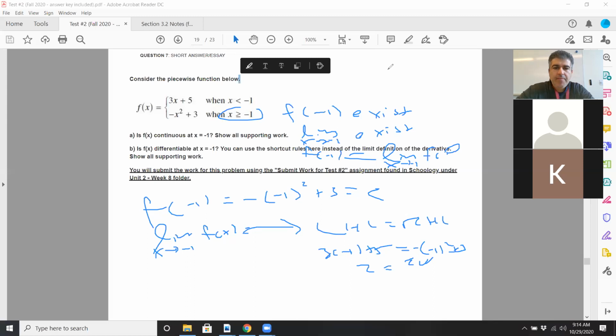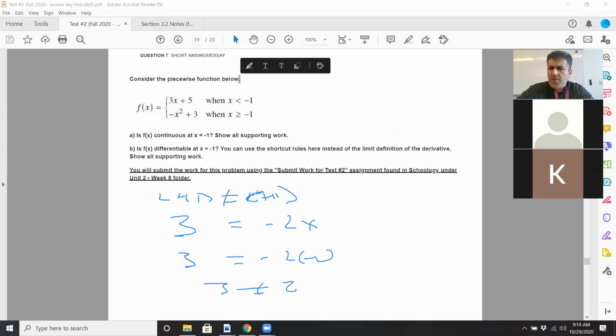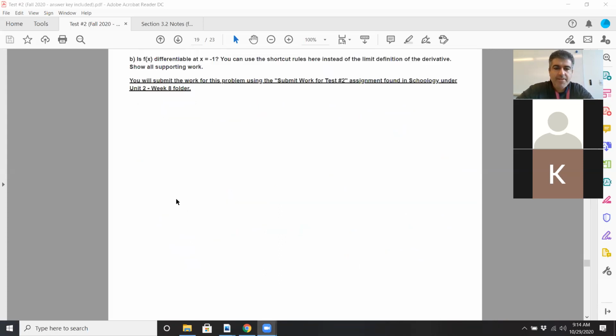For differentiability, you can use a shortcut rule. So 3 equals negative 2x. You would get this on this side and this on that side. Of course, those don't equal each other, so you say no, not differentiable, because the left-hand derivative did not equal the right-hand derivative. I said to use the shortcut rules because I don't want you taking too long to do the limit definition. I already saw that you guys did the limit definition on the quiz that we had, so I didn't bother to ask that on this test.